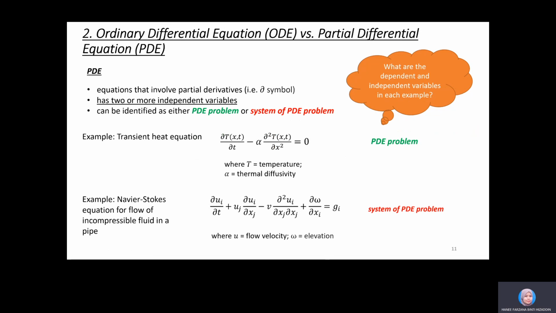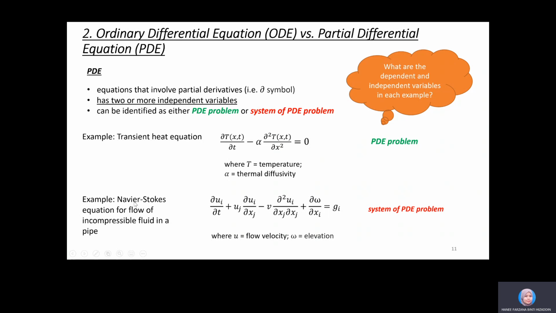Next, okay, PDE. The easiest way to spot a PDE and not confuse it with an ODE is the curly d symbol. This is the partial derivative symbol. It has two or more independent variables, and can also be identified as either a PDE problem or a system of PDE problem. An example here is the transient heat equation. The change in temperature per unit time depends on the time, and also depends on the length or the thickness of the solid to which the heat is being transferred. So this is one example.